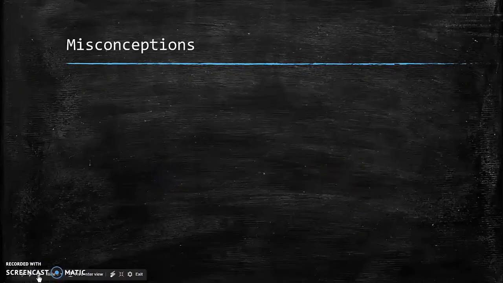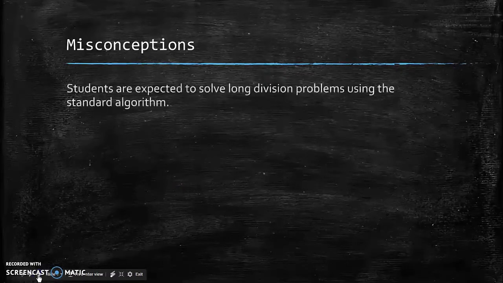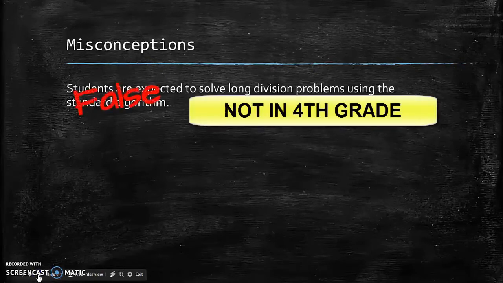Before we get into our strategies, let's address a few misconceptions. Learning the standard algorithm for long division is a 6th grade standard. Without a foundational understanding of division, students must rely on rote memory, which can leave room for careless errors.